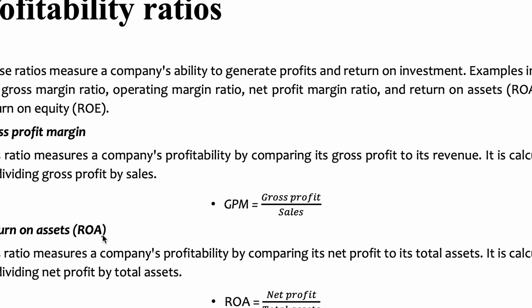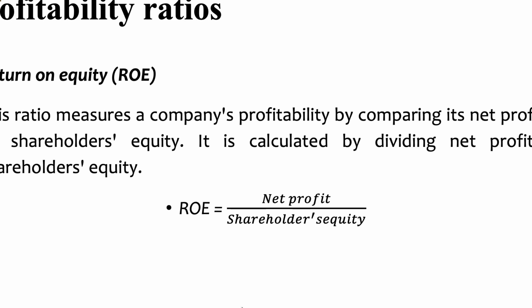Then we have return on asset. Return on asset measures the company's profitability by comparing the net profit, the net income, that is the profit after tax, by the total asset. So we divide the net profit by the total asset. Then we have the return on equity, which measures the company's profitability by comparing its net profit to shareholders' equity. So you can see, because it's a return on equity, the denominator is shareholders' equity. So you divide the net income or net profit by the shareholders' equity. The higher, the better, since it's a measure of profitability.